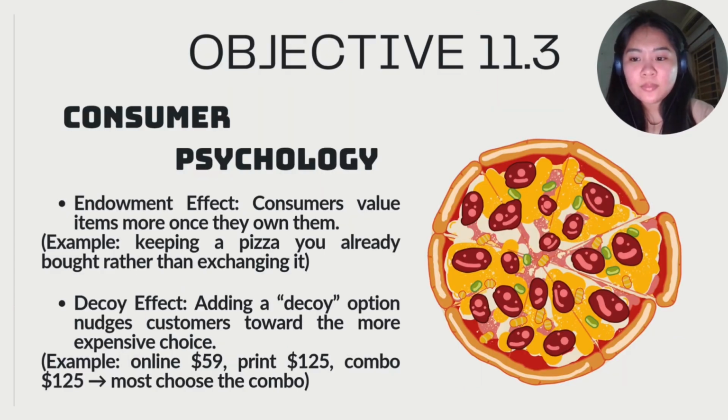Next, we have the endowment effect, meaning customers value a product more once they own it. For example, if you already bought a pizza, you probably wouldn't trade it even for a slightly better one. And finally, the decoy effect, when companies add a decoy option to push buyers toward a higher price choice. For instance, if only a pizza is $59, a print is $125 and the combo is also $125, most people will pick the combo.